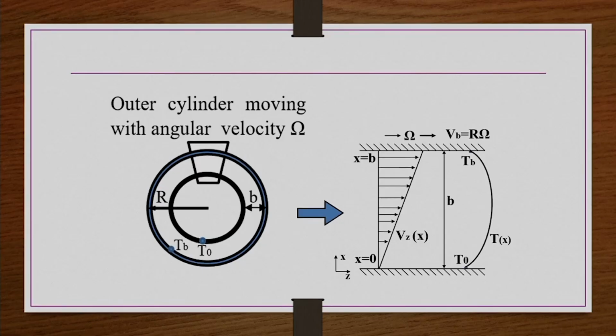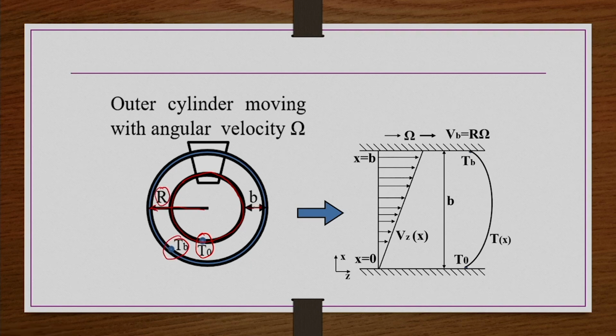So, first schematically we represent this flow problem, and then we get into the solution steps to get the temperature profile. Now schematically, this is the inner cylinder whose radius is not known, not required also for this problem, is maintained at temperature T naught, and then this is the outer cylinder whose radius is capital R, and then it is maintained at temperature T b.